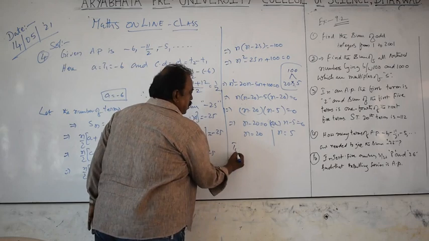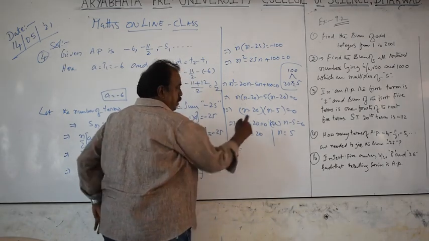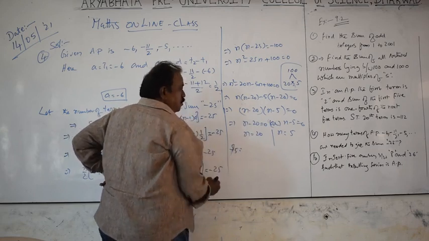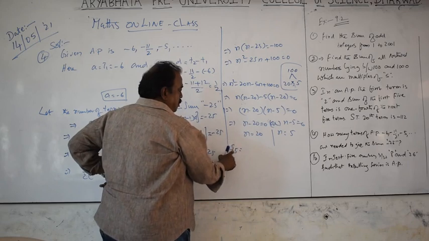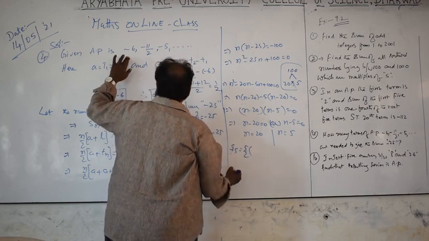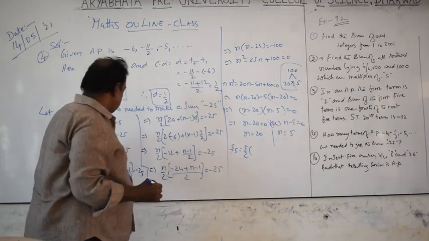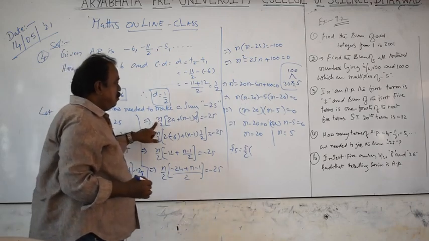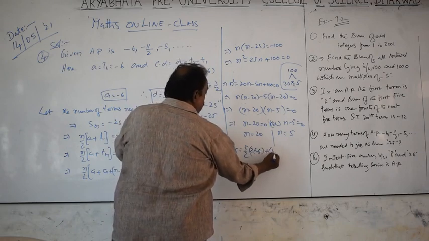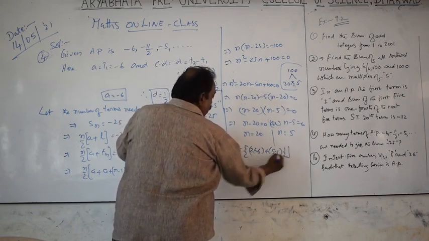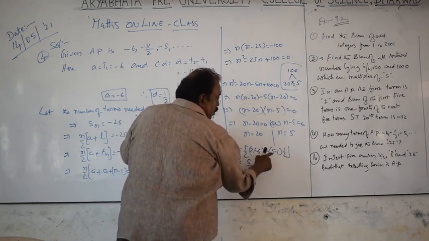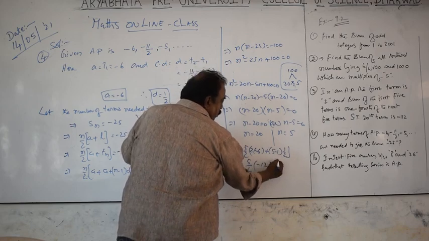Suppose n is 5. S5 means we are verifying. S5 means sum of 5 terms. Sum of n terms means n by 2, that formula is there. Directly we apply this one. n by 2 is 5 by 2, 2 into minus 6 plus 5 minus 1 into 1 by 2. It is 5 by 2 minus 12 plus 2.